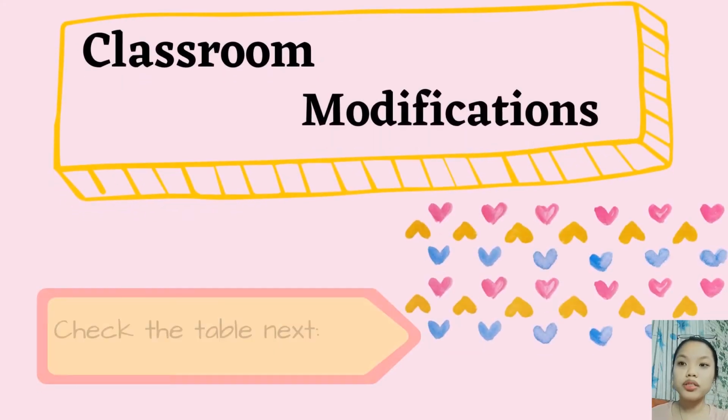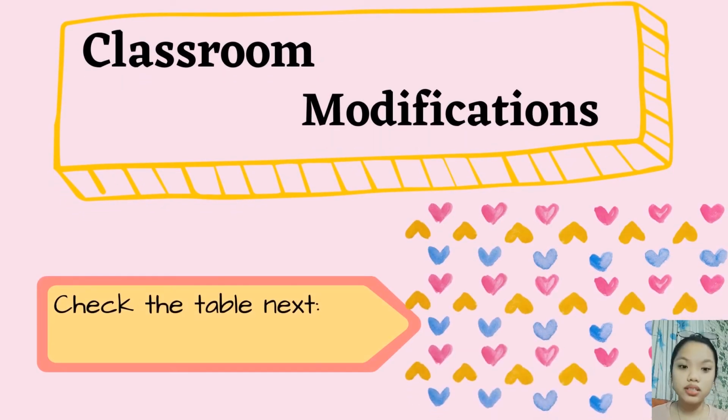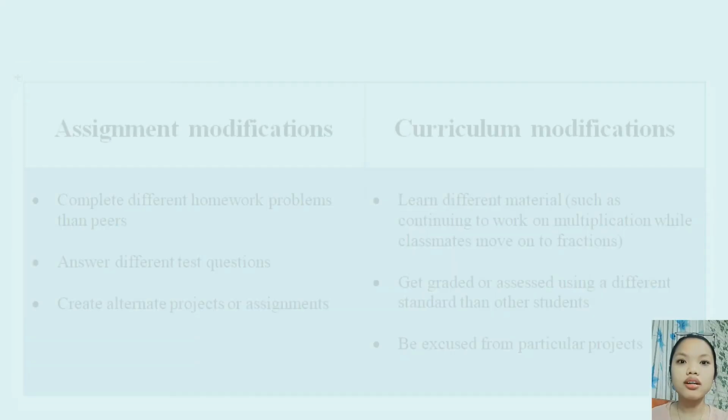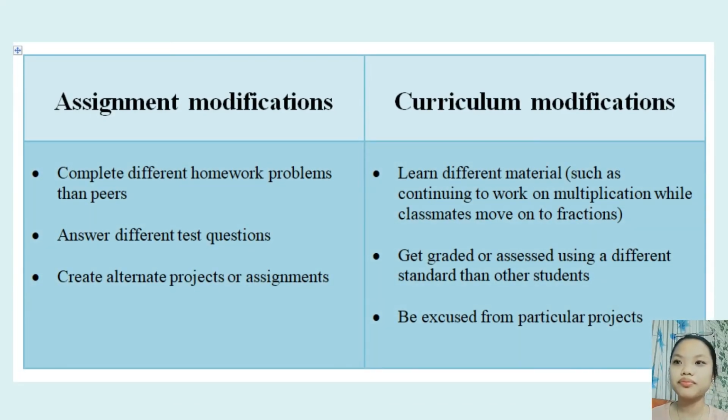Now let's move forward to classroom modifications. You can check the next table. So we have here assignment modifications and curriculum modifications. So first, complete different homework problems than peers. Next, answer different test questions. Then lastly, create alternate projects or assignments.